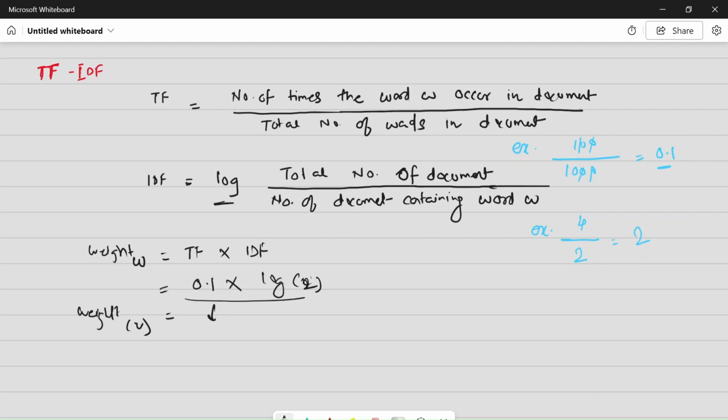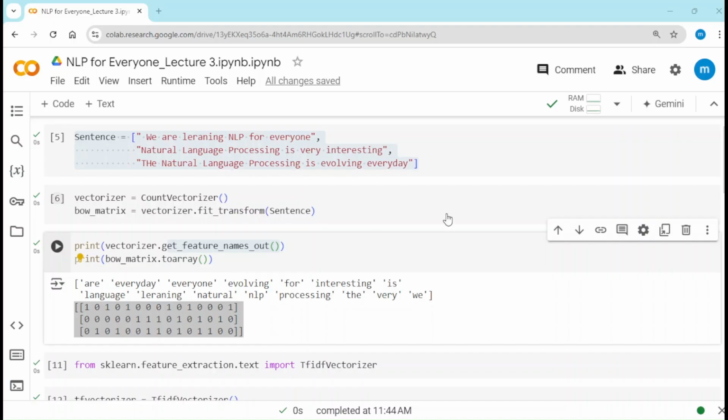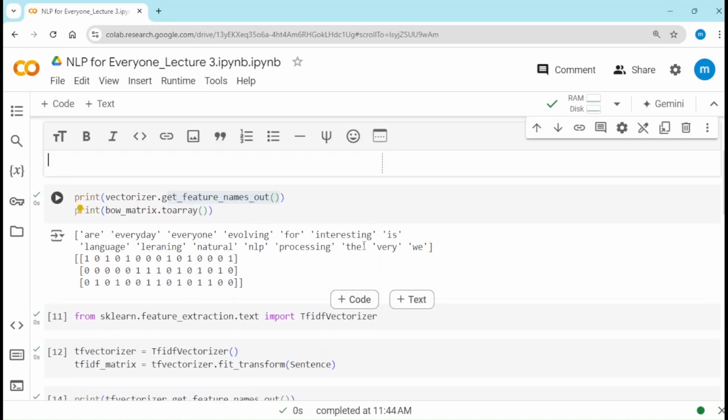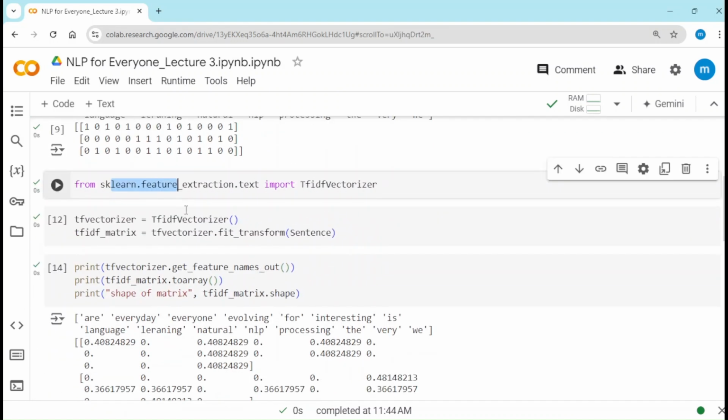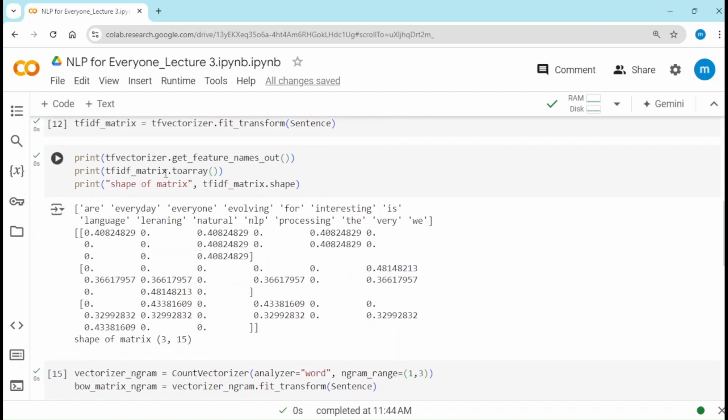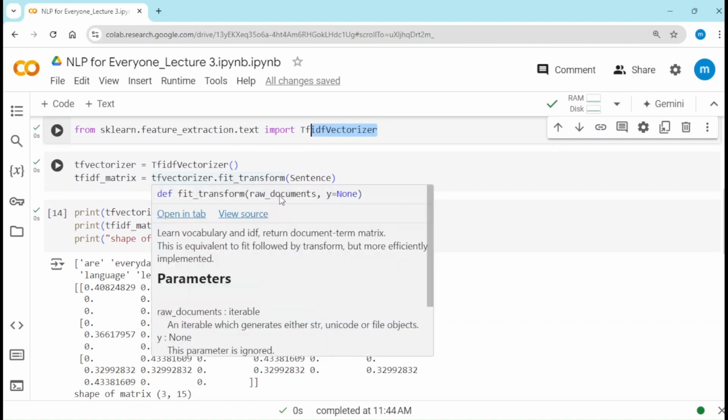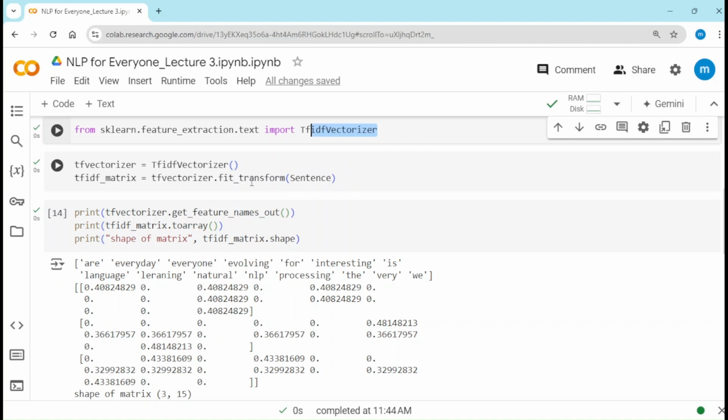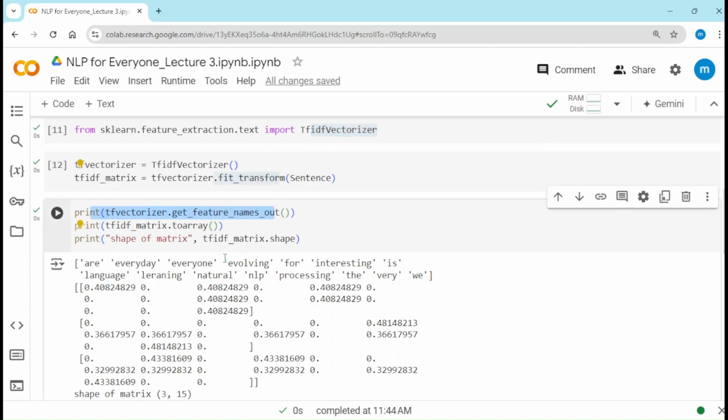So let me go to the notebook. I'll explain how we can use the Python library to calculate this. As you can see here, I'm using the scikit-learn feature extraction text library, the TF-IDF Vectorizer, and you just pass those sentences here. Similarly, we have these features. Fit transform will do the conversion, the mathematical calculation that I explained, when you call this method. Then you call out those feature names, and then you convert that into the array.